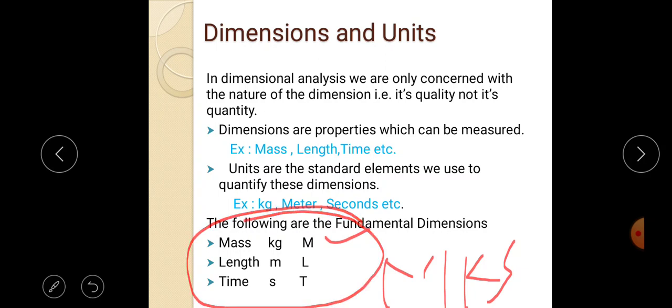Dimensions are of two types, fundamental dimensions and derived dimensions. We have seen fundamental dimensions. In the upcoming slide, we will see the derived dimensions. Alright.